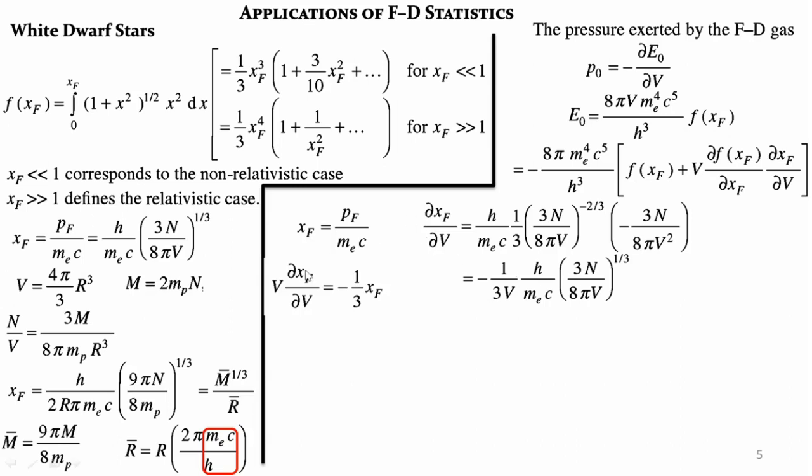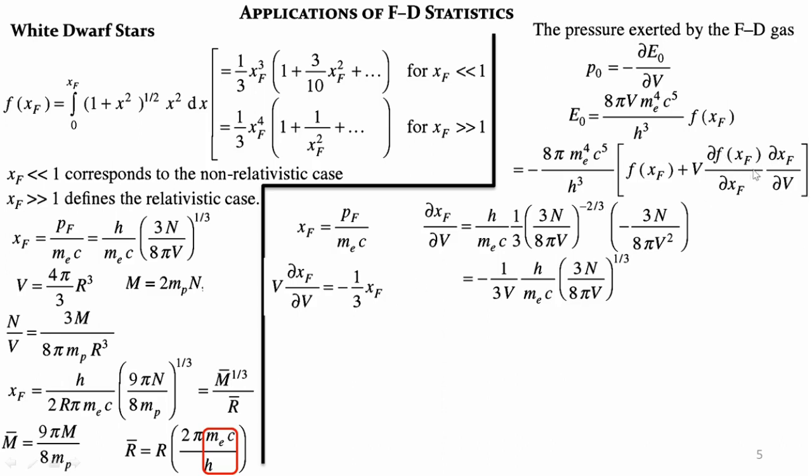And if we actually have to find this v into del xf over del v, we just use del xf over del v and multiply it with v. So this will give us minus 1 by 3. This v should cancel, and this is nothing but xf. So v into del xf over del v is minus 1 by 3 xf. Clear? So this term and this term effectively give us minus 1 by 3 xf.